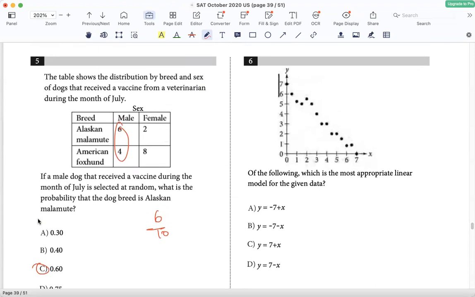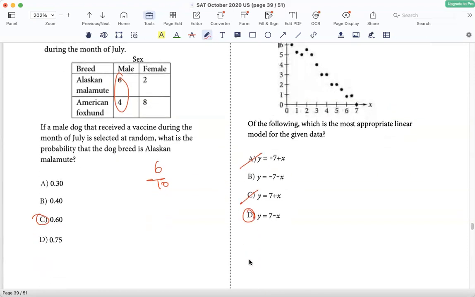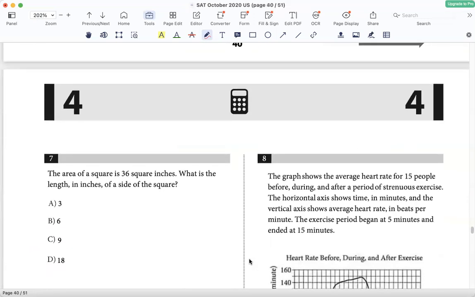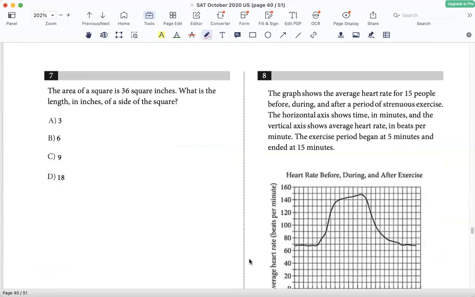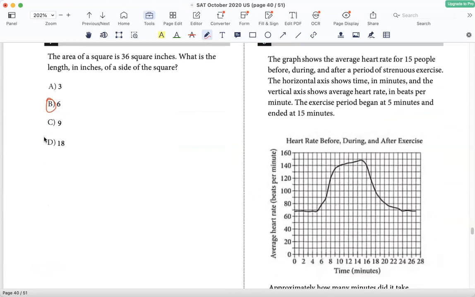Of the following, which is the most appropriate linear model? So negative slope. So if the slope is negative, A and C are out, and positive y-intercept. So D. The area of a square is 36 square inches. What is the length of the side of a square? So that will be root 36, which is 6.